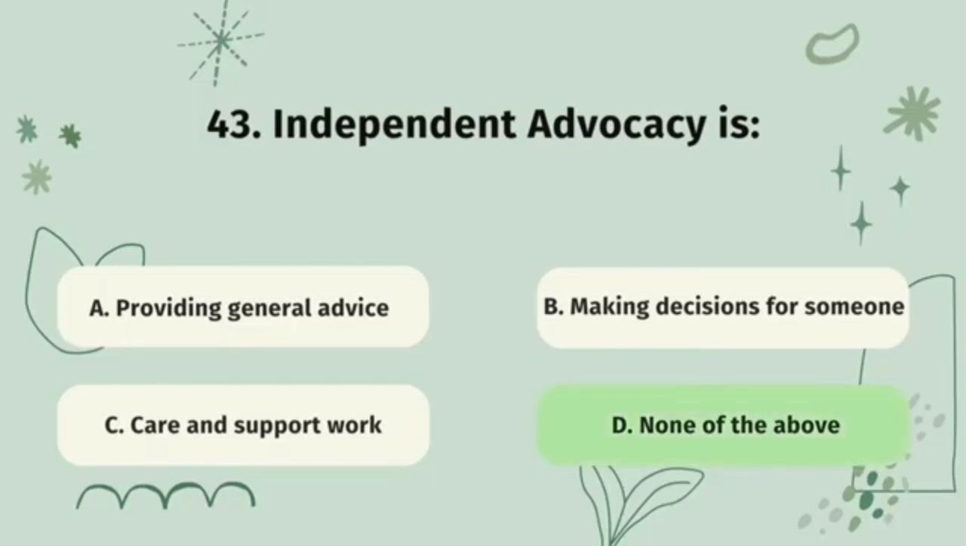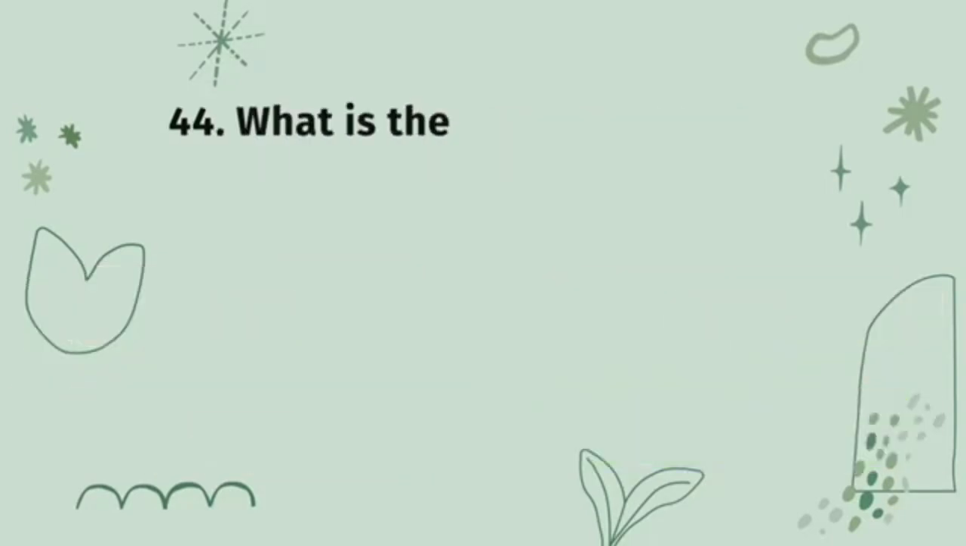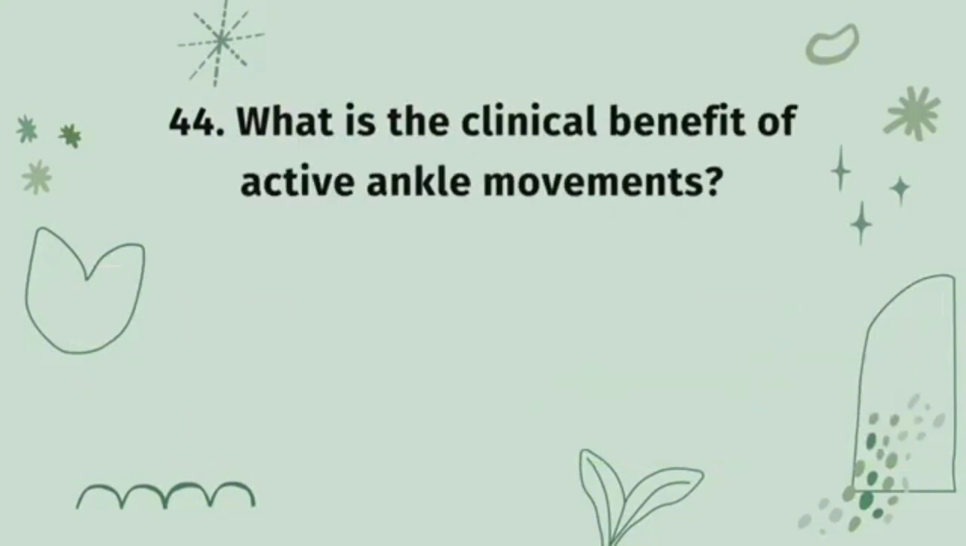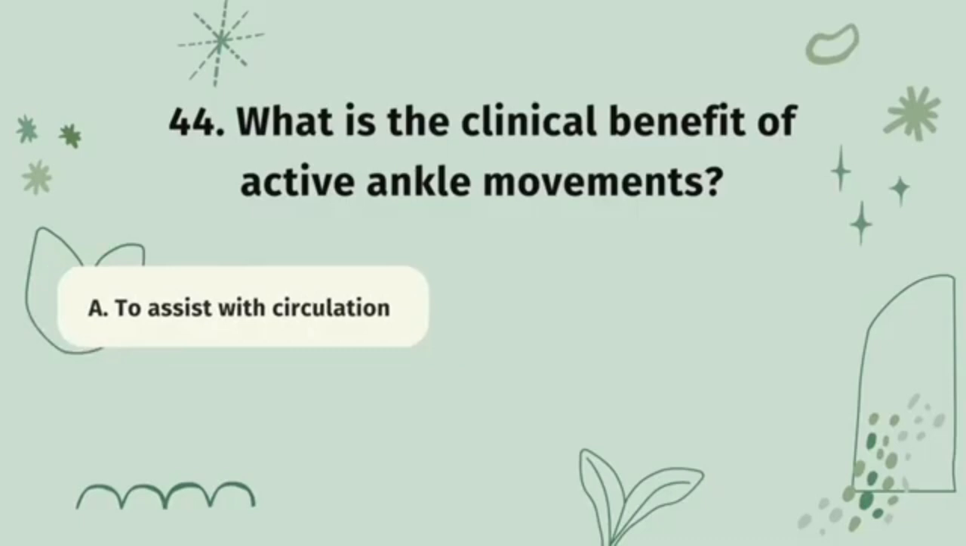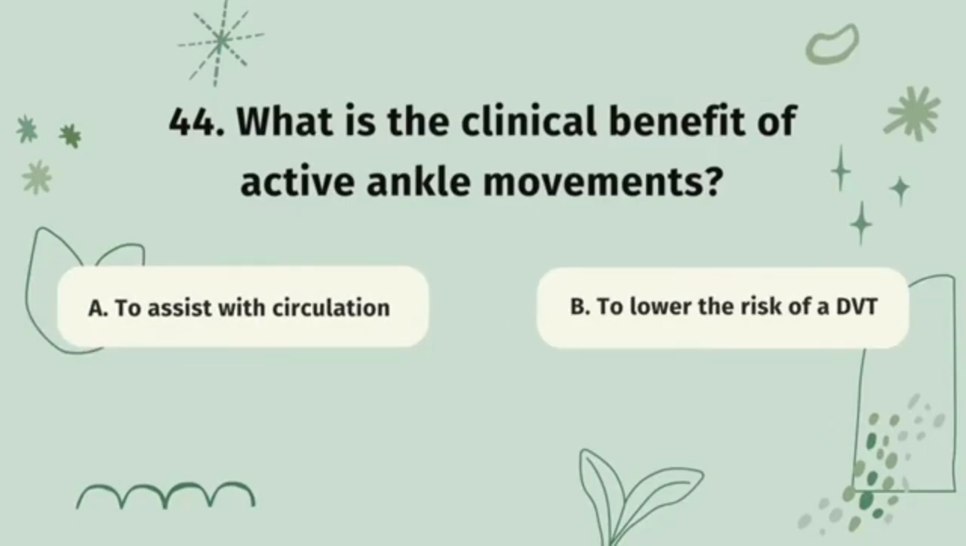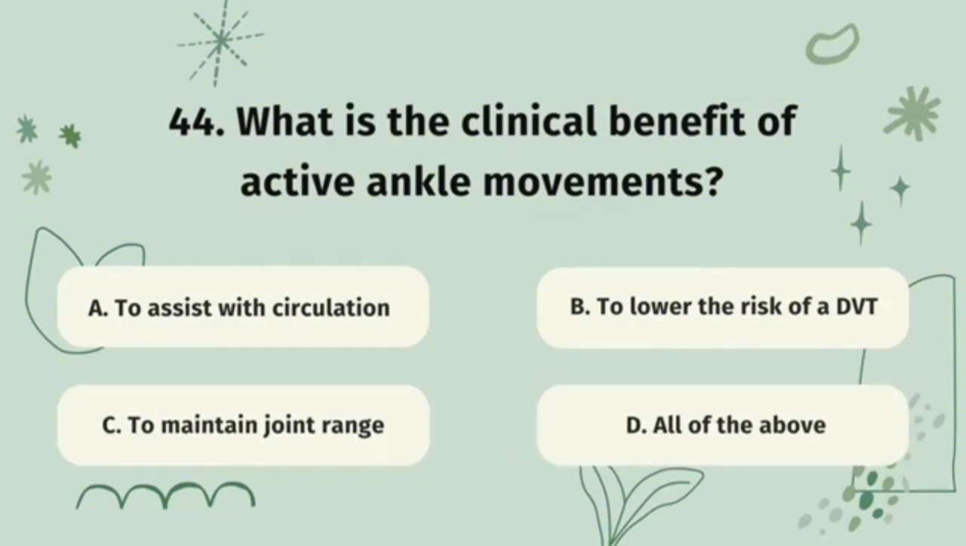The correct answer is D. Question 44. What is the clinical benefit of active ankle movements? Option A. To assist with circulation. Option B. To lower the risk of a DVT. Option C. To maintain joint range. Option D. All of the above.